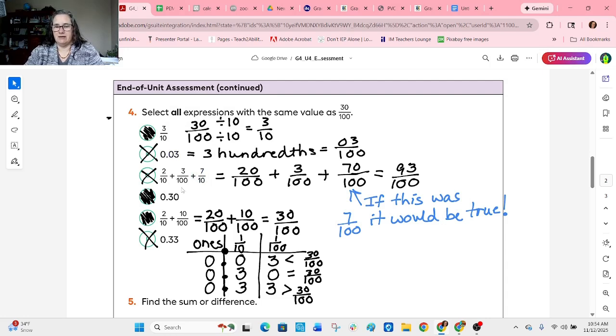And when we make 2 tenths into 20 hundredths and we find the equivalent of 7 tenths as 70 hundredths, it is not 30 hundredths, it's actually equal to 93 hundredths. And then this last one is actually equal to 30 hundredths because we need to convert 2 tenths to hundredths, which means we have 20 plus 10 hundredths, and that gives us 30 hundredths. So really thinking about language, place value, and equivalent fractions is going to be huge for this.